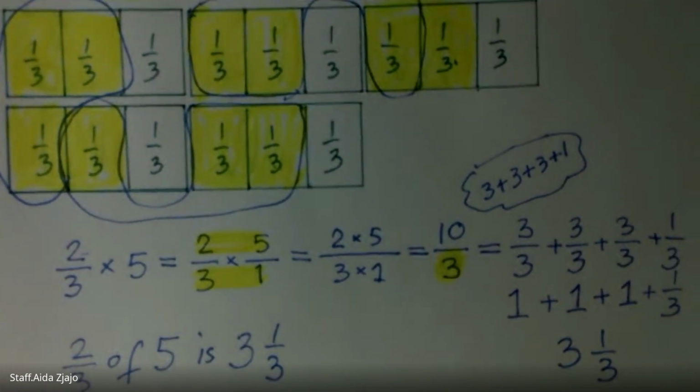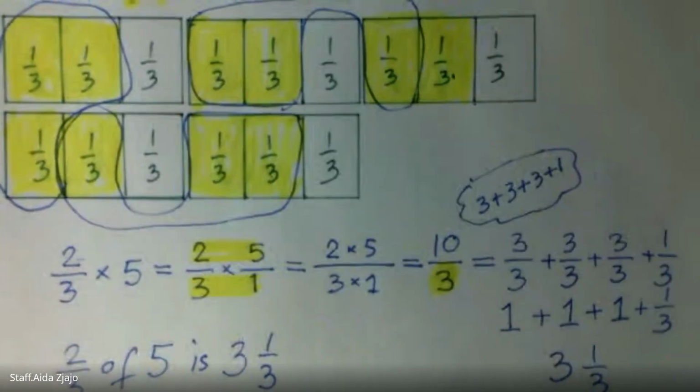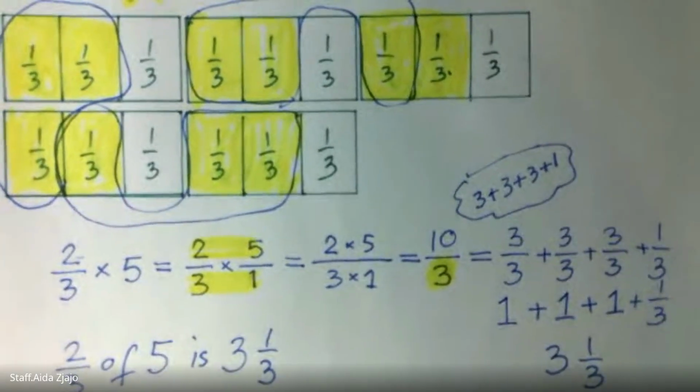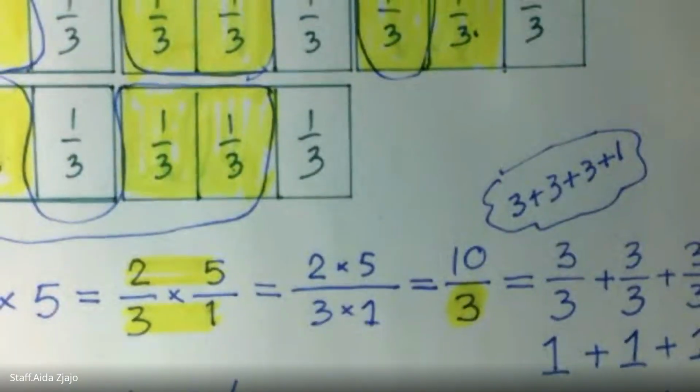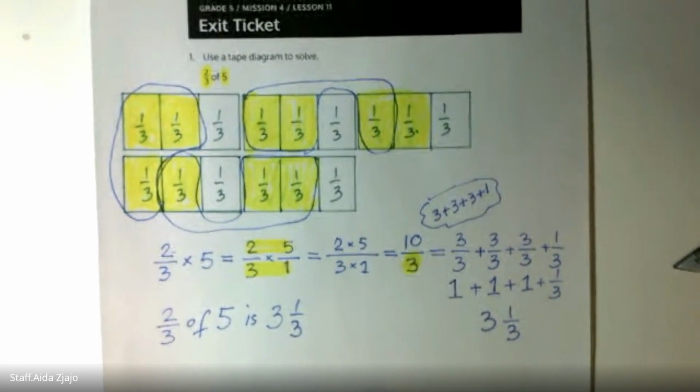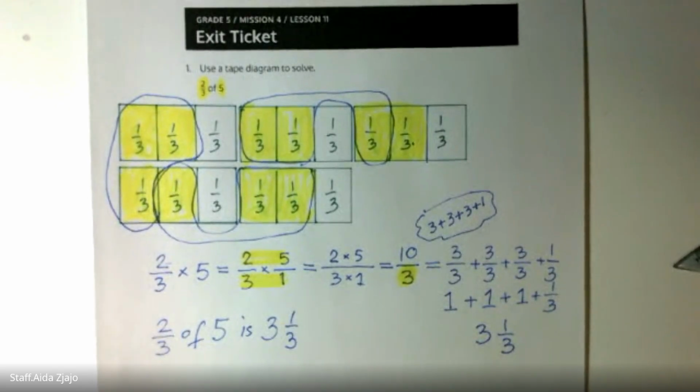Okay, I hope this was understandable. I'm going to try and make it smaller so you can see all the picture. Oh, that's the, all right. Hold on, bigger. Okay, now that was the exit ticket for lesson 11.